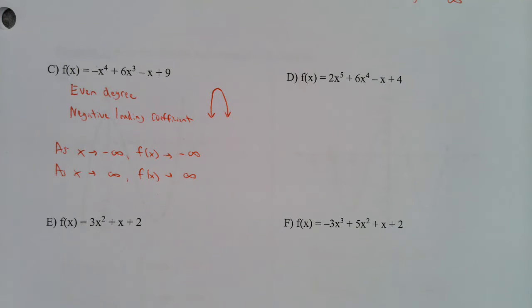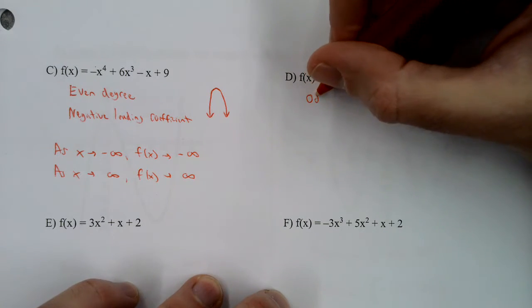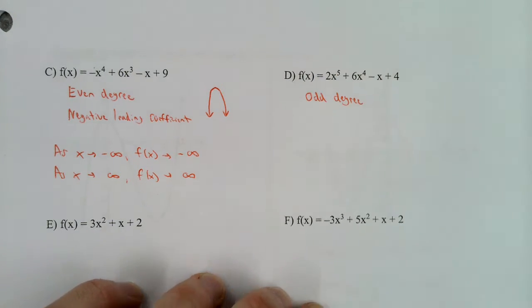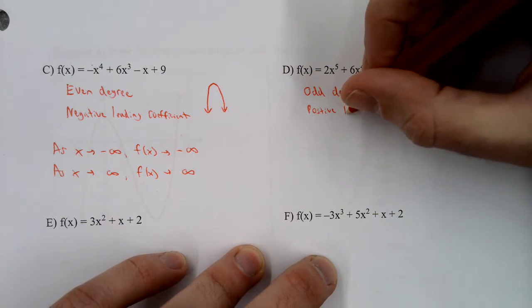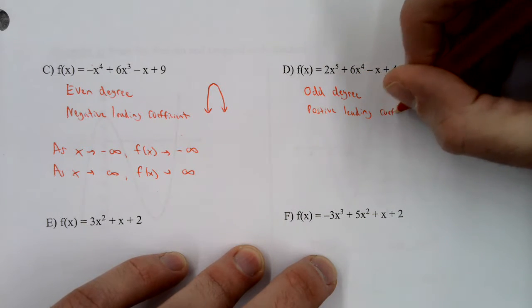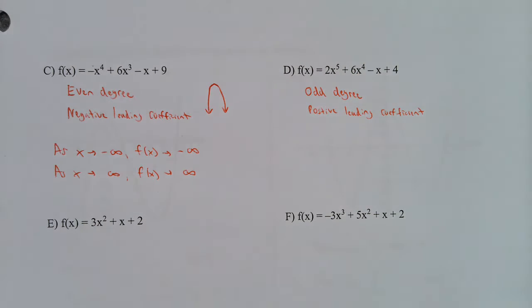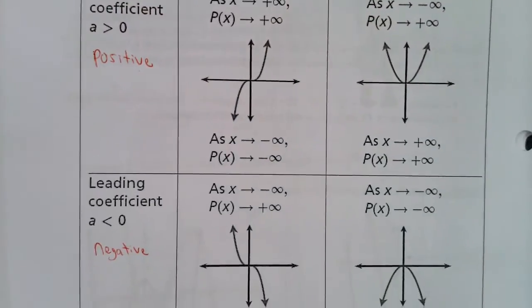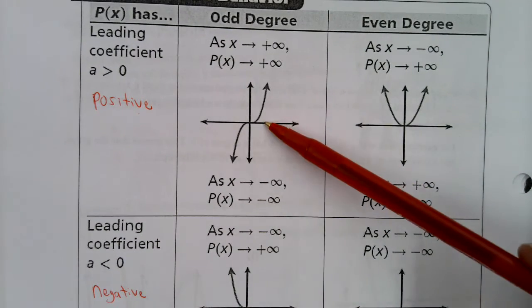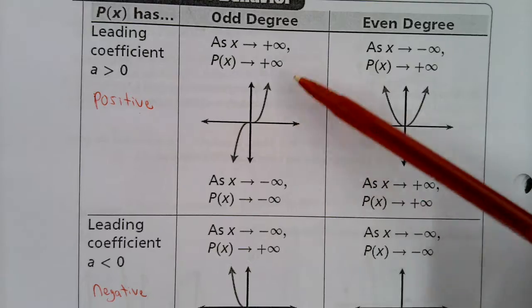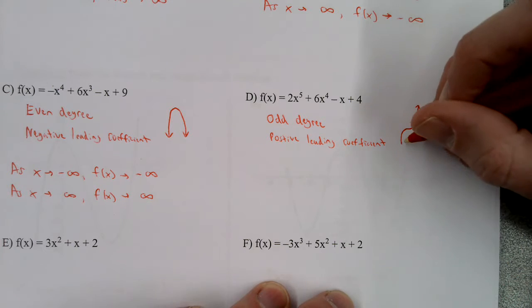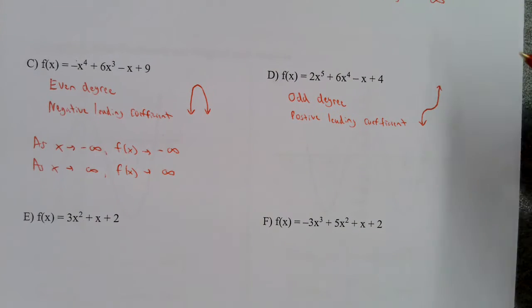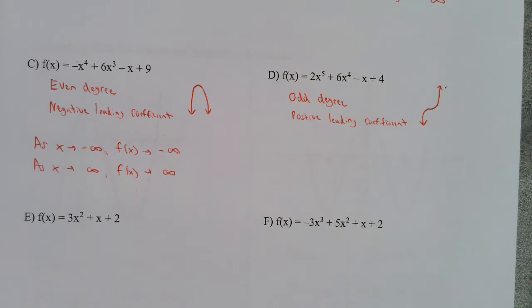The next one. This one has odd degree because the degree is 5 and 5 is odd. The leading coefficient is +2. So I'm going to say positive leading coefficient. So think back to the previous page, which you should try to memorize. Which of these 4 is it? This one right here. So if you have this basic sketch memorized, I would just draw it right here. It's approaching positive infinity that way and negative infinity that way.